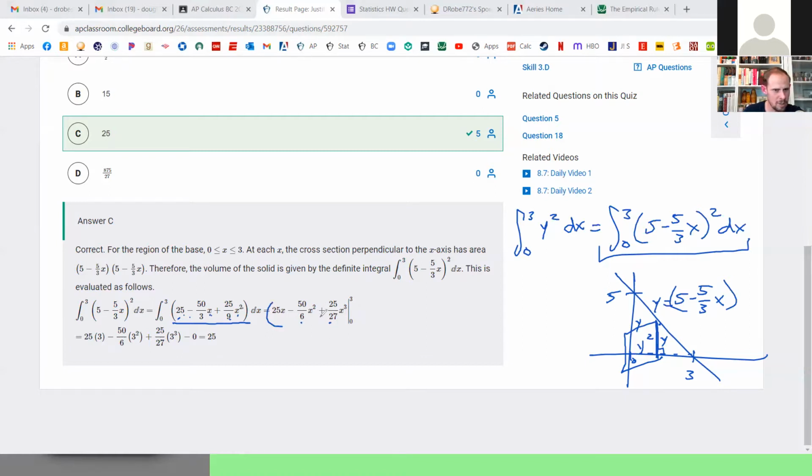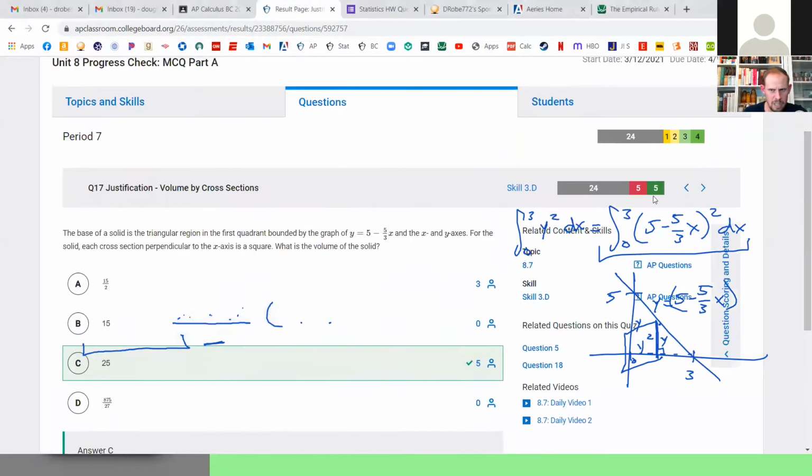Plugging in 0 gives us 0, so we really just have to plug in 3. If we plug in 3, we're getting all that. And it's just a matter of working it out. Looks like a lot of the fractions are going to cancel out, and we just do get 25. All right, I'm more interested in can you set up the integrals than work out the integrals, because setting them up is usually the hard part.